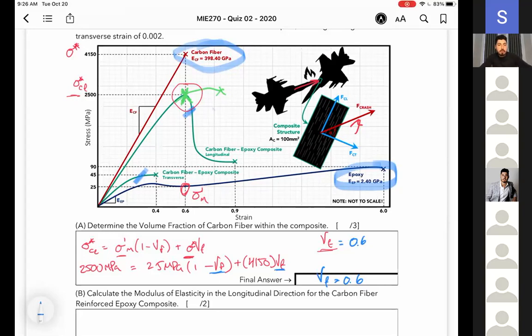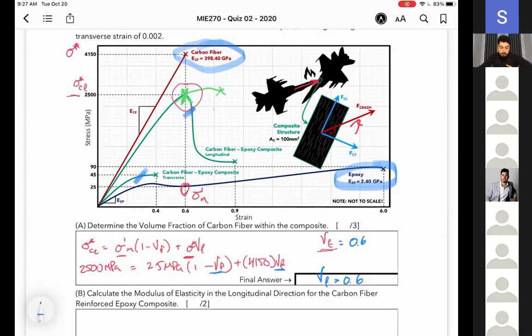Oh, you're looking at a strain of 0.6. Yes. No. So we got the stress of the matrix at that point, and we got the stress of the composite at that point, and then we got the stress of the carbon fiber at that point. Okay, I see why you're confused. First off, there's only one reinforcement. It's only carbon fiber. The greens are the exact same composite. The only difference is one's being loaded longitudinal and one's being loaded transverse. So it's the same composite, same reinforcement, same matrix.